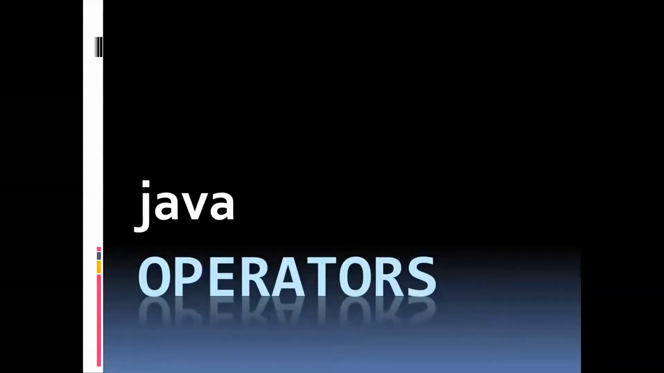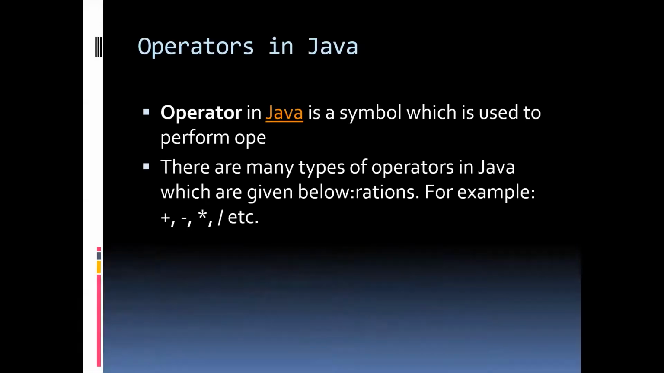So today's lecture is on operators that are present in Java. So let's move on to know what is an operator. An operator, in a sense, can be defined as a symbol which performs a specific operation, such as mathematical, logical, and other manipulations using one or more operands.